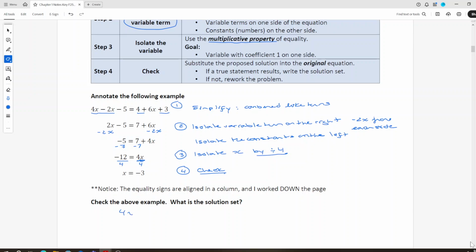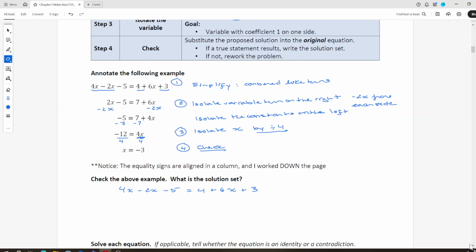So I have 4x minus 2x minus 5. Does that equal 4 plus 6x plus 3 when x is negative 3? So 4 times negative 3 minus 2 times negative 3 minus 5. Draw a line. Does that equal 4 plus 6 times negative 3 plus 3? And the reason we always check into the original is because my mistake might have been in the first step. Maybe I collected like terms wrong.